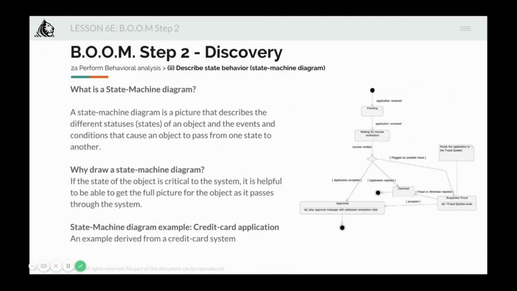So as you can see in the diagram, there's a clear understanding. Application received, state is pending. Application reviewed, waiting for income verification. Income verified, flagged as possible fraud, then it moves to suspected fraud. And then you can suggest to take a different alternative flow, right? So this is the benefit of using a state machine diagram. It keeps things absolutely clear.